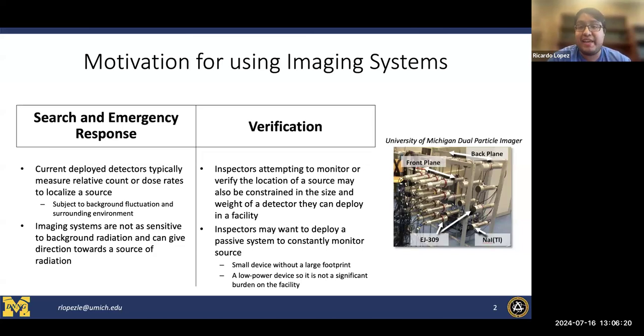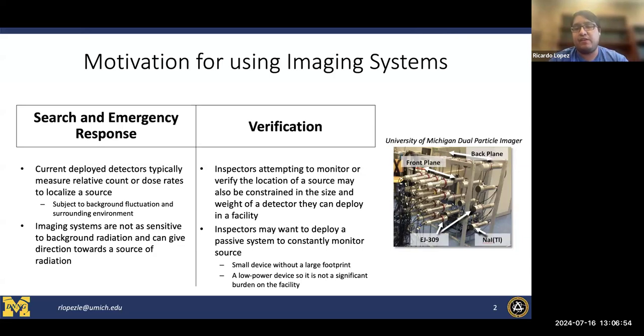Another popular application for imaging systems would be for verification purposes. Specifically, to give you a concrete example, would be, say, for treaty verification efforts. Generally speaking, inspectors will be attempting to monitor or verify the presence or absence of a radiation source. And this may be happening in a particular facility where certain rules may be in place, where they may or may not be able to enter certain areas or may not be able to open and close certain containers.